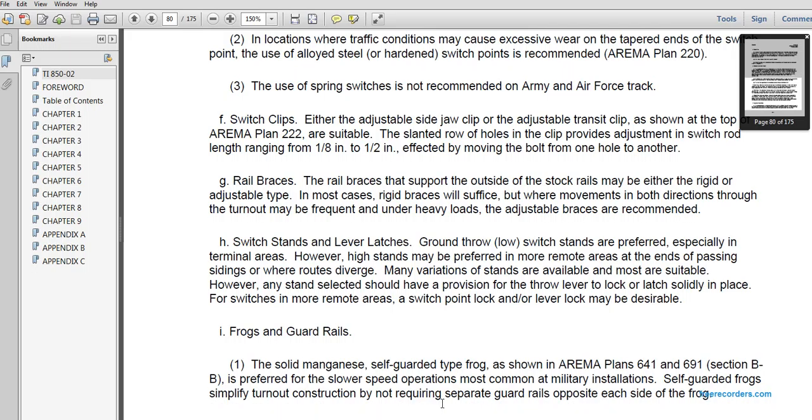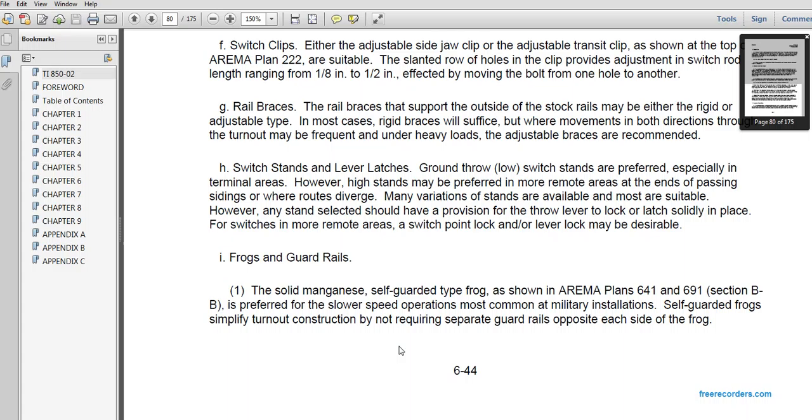8. Switch stands and lever latches. Ground throw low or switch stands are preferred, especially in terminal points. However, the high stand is preferred in more remote areas or end passing sidings of the route diverging. Many variations of stands are available. Most suitable, however, is any stand selected short of the provision of the throw lever lock or latch solidly in place for the switches in remote areas. A switch point lock or a lever lock may be desirable.